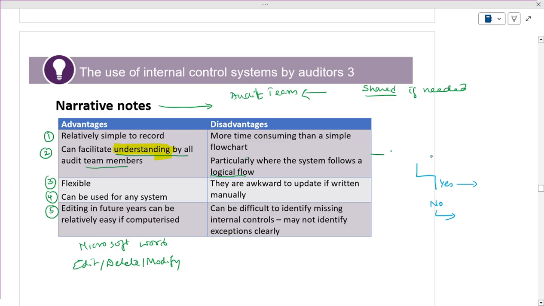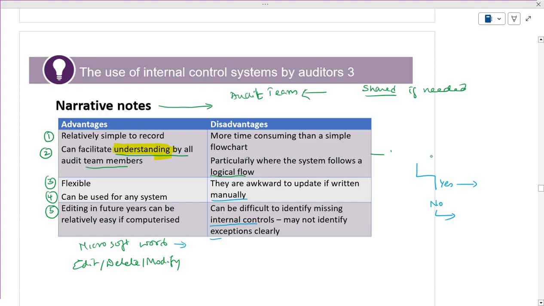They are awkward to update if written manually. I am not talking about manually here, I am talking about using Microsoft Word. If it is written manually, definitely it is difficult. Whenever you are going for a meeting, you will take your iPad, write down the notes on your iPad, and you can modify and change as per that. Can be difficult to identify missing internal controls.